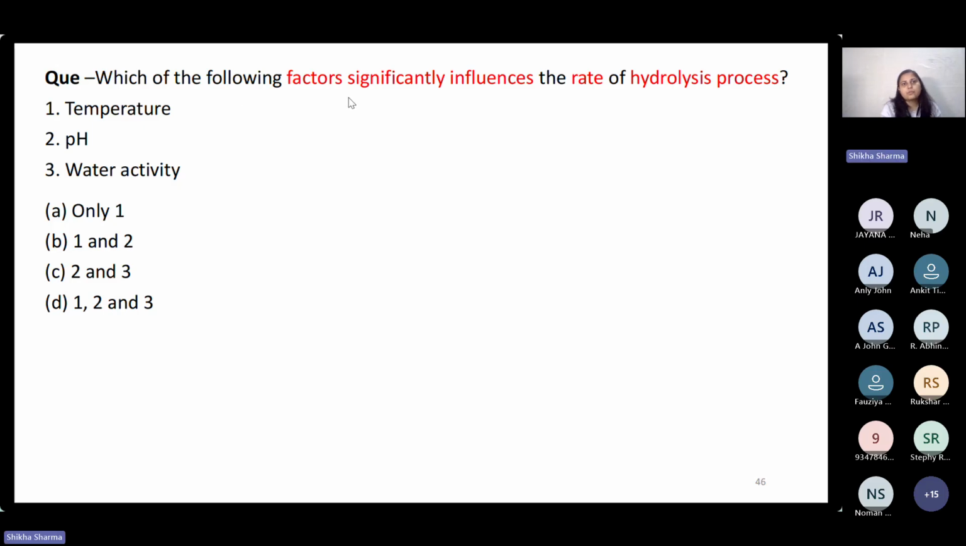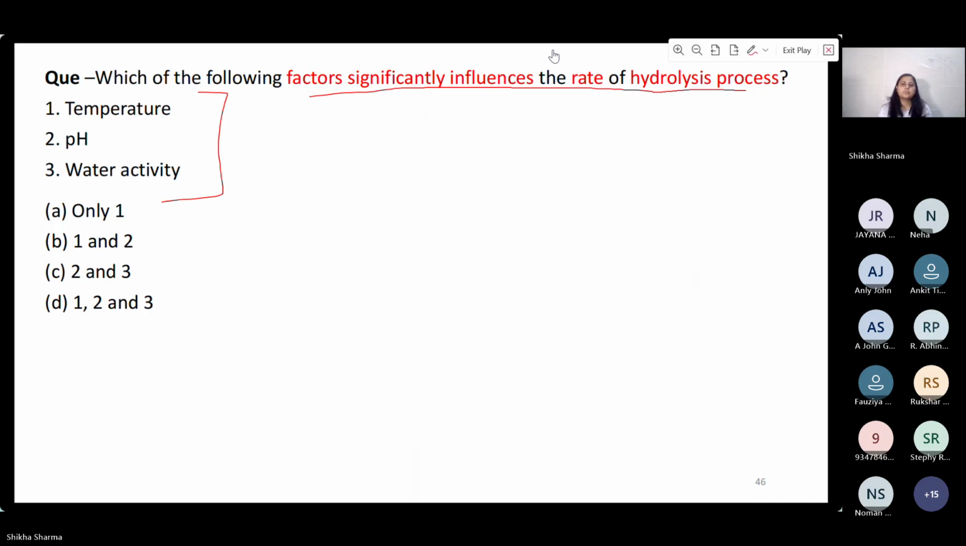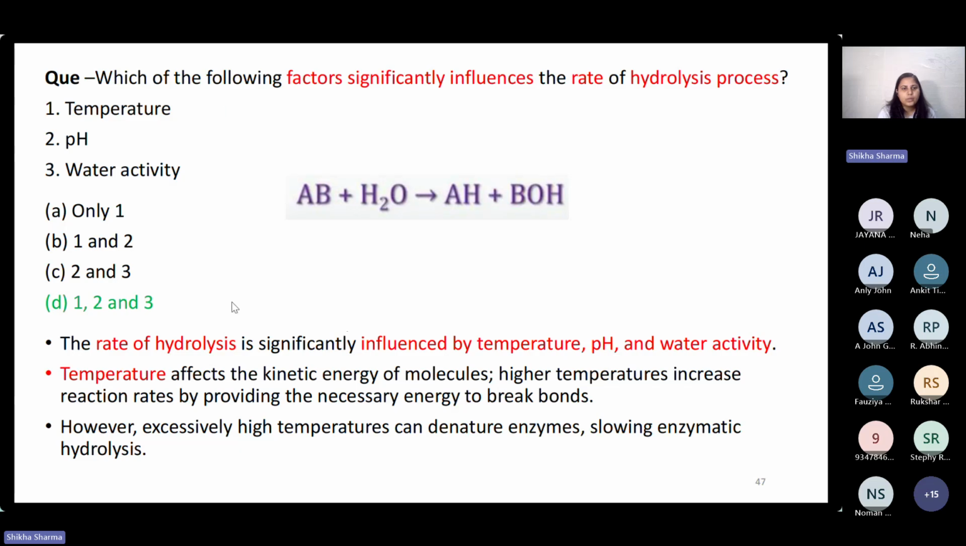So next is, which of the following factors significantly influence the rate of hydrolysis process? Temperature, pH, and water activity. Okay, let's see. So Ankit is saying D, Husya is saying D. D means 1, 2, and 3, which means pH, temperature, and water activity. Okay, so let's see the answer. So you guys are correct.